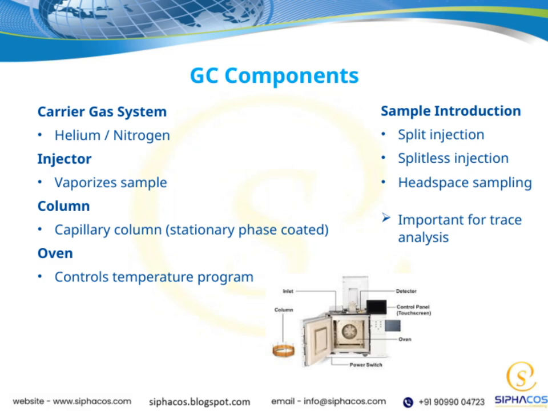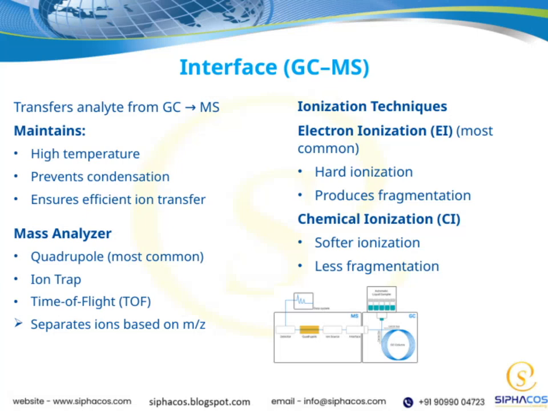Understanding these components and techniques highlights how gas chromatography is a powerful tool for trace analysis, providing high sensitivity and specificity. Each part works together to ensure precise separation and accurate identification of compounds, which is essential in many analytical applications. Let's take a closer look at the ionization techniques used in mass spectrometry.